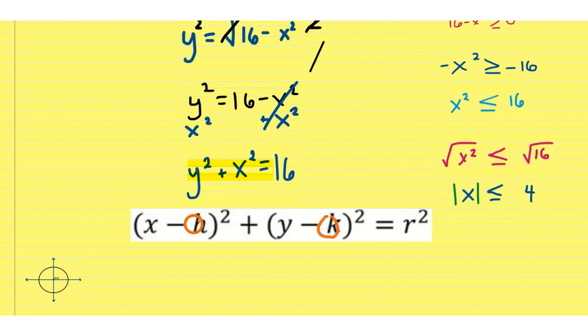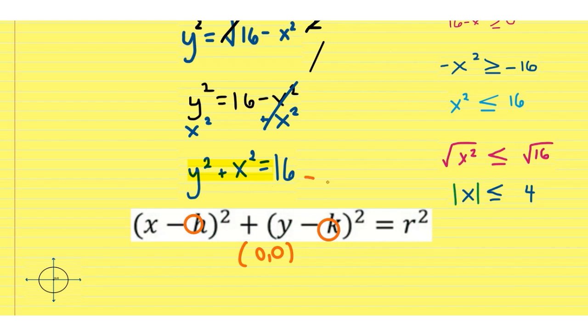H and k are going to be 0, because x minus 0 is just the x, and y minus the k would be just the y. So this is a circle, and its center, because the h and k is going to be the center of the circle, is going to be at the origin.